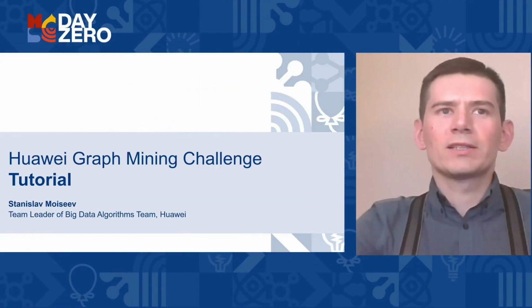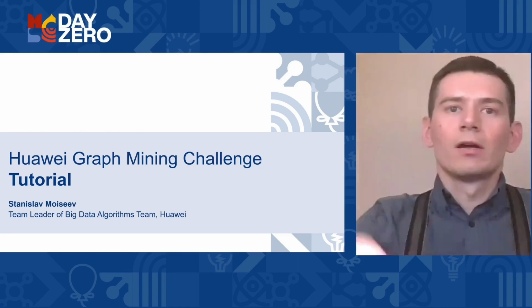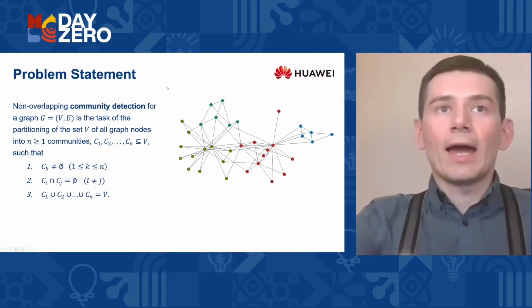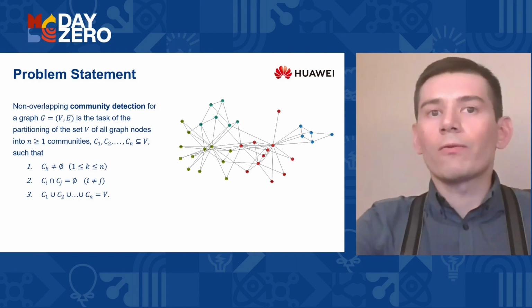Hello, everyone. So now we're going to make a challenge analysis, and I will make a tutorial about today's task. So today we had a non-overlapping community detection task for a big graph. The non-overlapping community detection is about graph coloring.